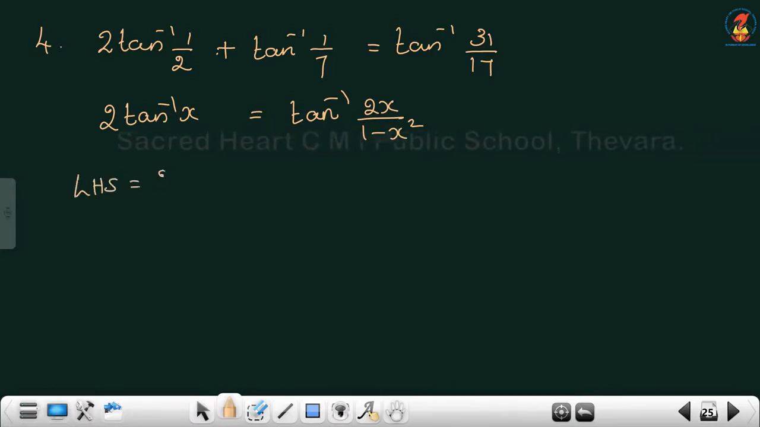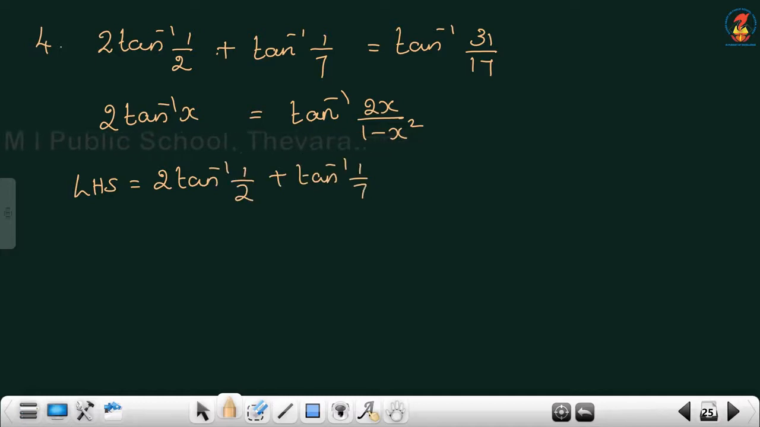LHS is equal to 2 tan inverse 1 by 2 plus tan inverse 1 by 7. That is equal to, the first term becomes tan inverse 2 into x. X is 1 by 2. So 2 into 1 by 2 over 1 minus 1 by 2 square.